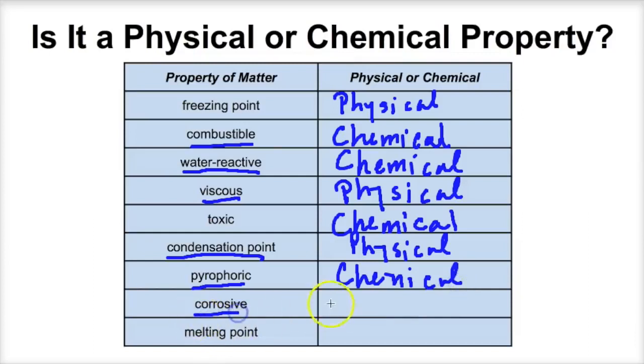If something is corrosive, like battery acid, that's going to be a chemical property of that substance. And last but not least, if we said that the melting point of ice is 0 degrees Celsius, that too will be a physical property. That's not telling us how that ice is going to behave chemically. So that is physical and chemical properties in a nutshell.